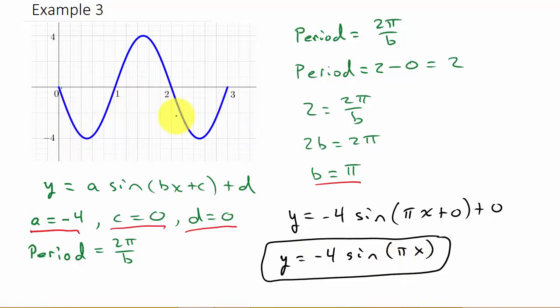Like I said, there are other ones you can get. We could have done cosine. We could have done a sine function that shifted horizontally 1 unit. But just go with the obvious one here. It starts at 0. It makes one complete cycle from 0 to 2. So be sure to check out the other examples. I'm trying to hit every possible scenario that you'll come across.